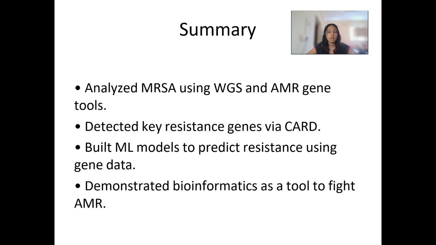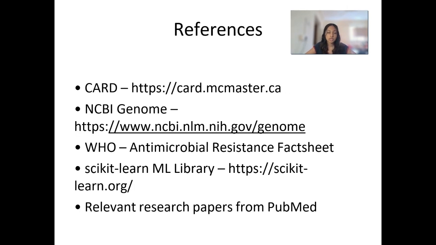To summarize, I downloaded genome sequences for MRSA and non-resistant strains, used CARD RGI to identify resistance genes, then built a gene matrix and trained SVM and random forest classifiers. The models showed early success in predicting resistance from gene patterns. This approach shows how bioinformatics and AI can support faster, more accurate resistance detection, which is critical for modern medicine. References: here are the tools and sources I used in my project.